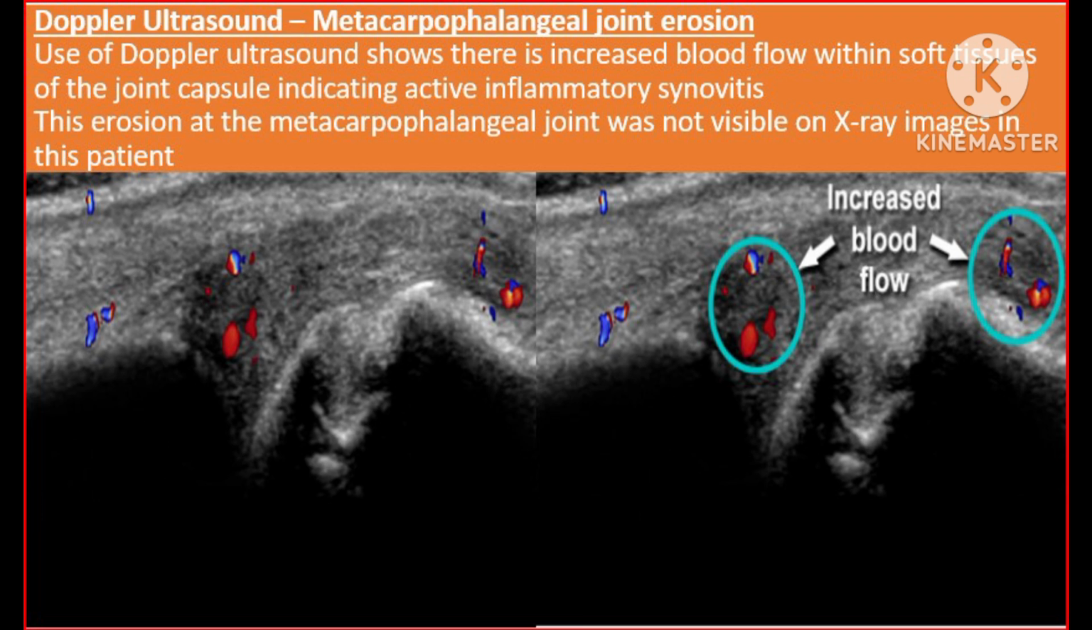And this is a Doppler ultrasound of metacarpophalangeal joint erosion. Use of Doppler ultrasound shows there is increased blood flow within soft tissues of the joint capsule, indicating active inflammatory synovitis. This erosion at the metacarpophalangeal joint wasn't visible on X-ray images in this patient.